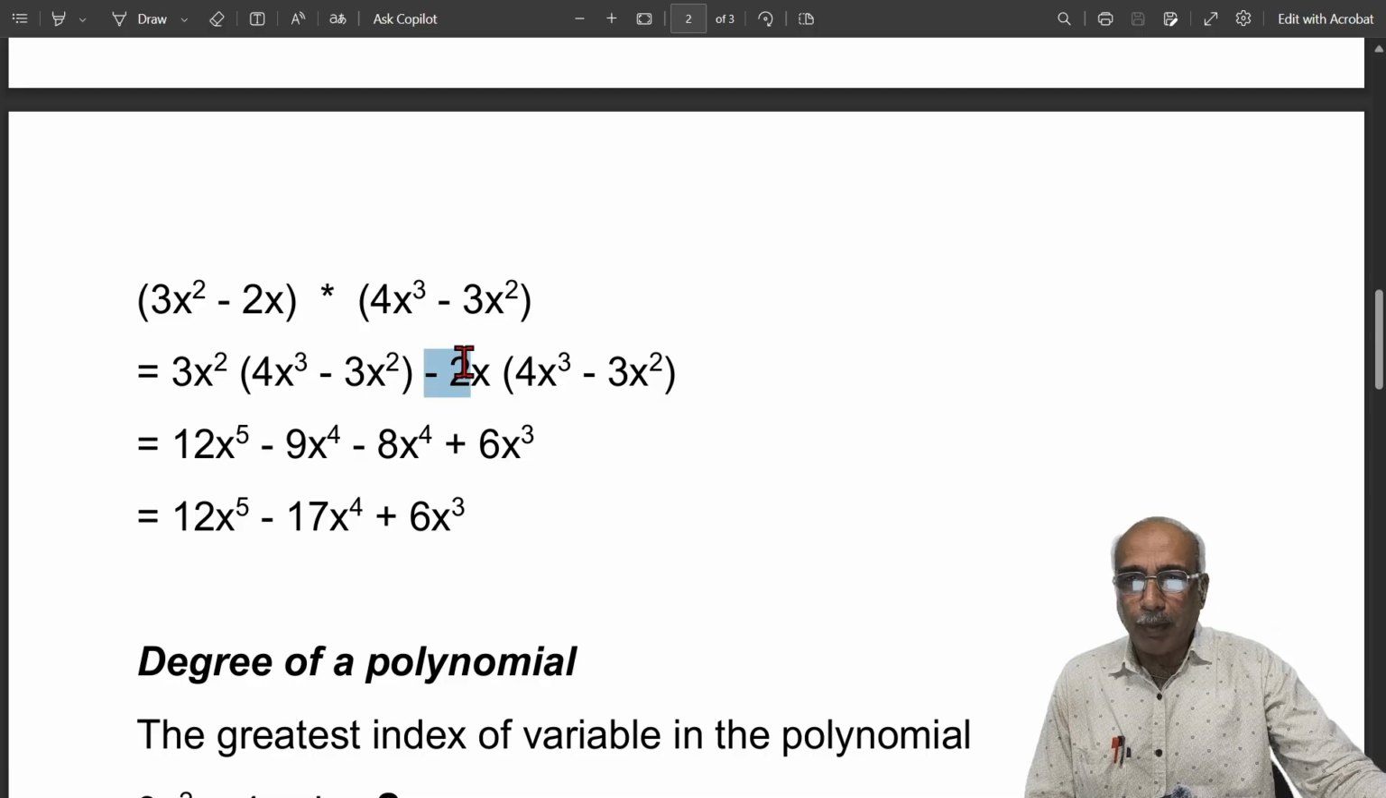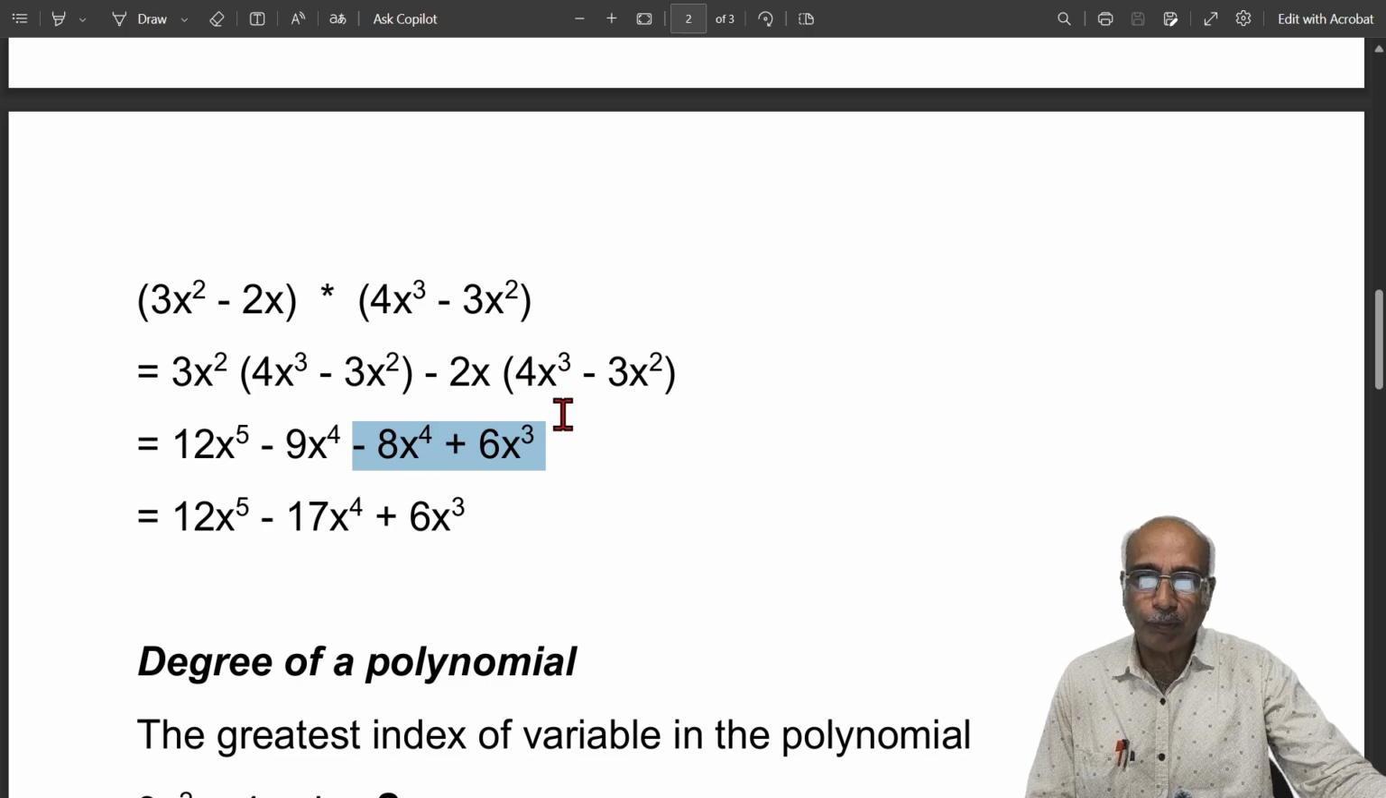When you multiply minus 2x into 4x cube minus 3x square, you will get minus 8x raised to power 4, as minus 2x into 4x cube is minus 2 into 4, minus 8, x into x cube is x raised to power 4, plus, minus into minus here will be plus, 3 twos are 6, x into x square will be x cube.